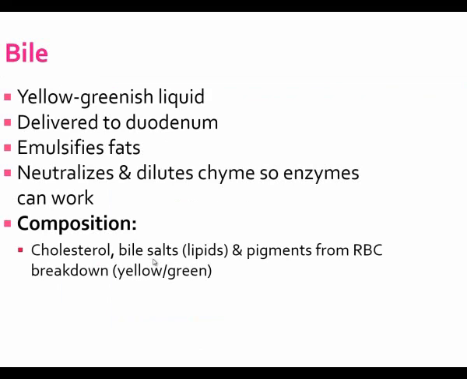So let's just kind of talk a little bit about bile here. It's yellow-greenish color, delivered to the duodenum from the liver and the gallbladder. We know that it emulsifies or breaks down fat. It also, this is very important, it's kind of under the radar, neutralizes and dilutes chyme. Remember, chyme is that acidic, pasty stuff that we find in the stomach. And so what happens is when this bile mixes with the chyme, it neutralizes that mixture so the enzymes can work on our food, which is obviously what we want.